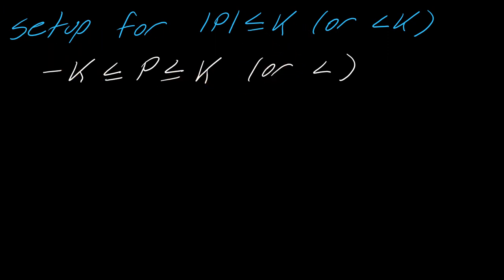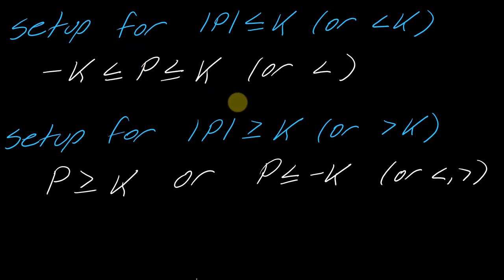And the second setup looks like this. If I have my expression in absolute value on the left, and then I have greater than K, K can be a number, and it could be greater than or equal to or greater than. Here's the other setup. It's the expression P is greater than or equal to K, or, second inequality, P is less than or equal to negative K. And you can flip these for less than and greater than, so it doesn't matter.